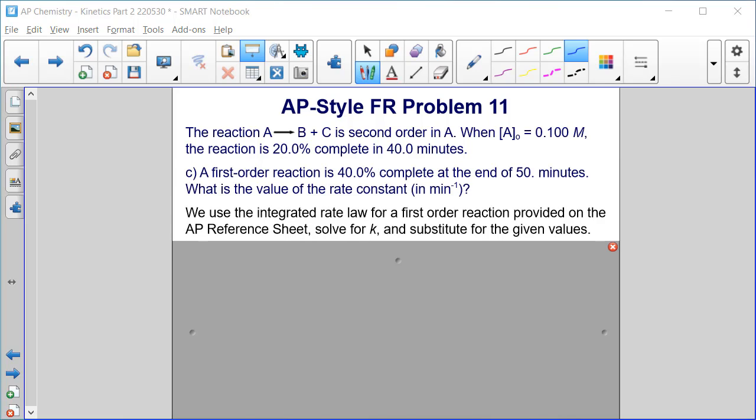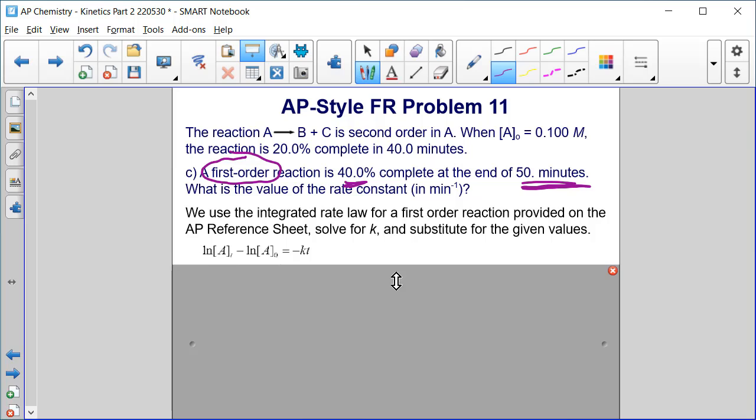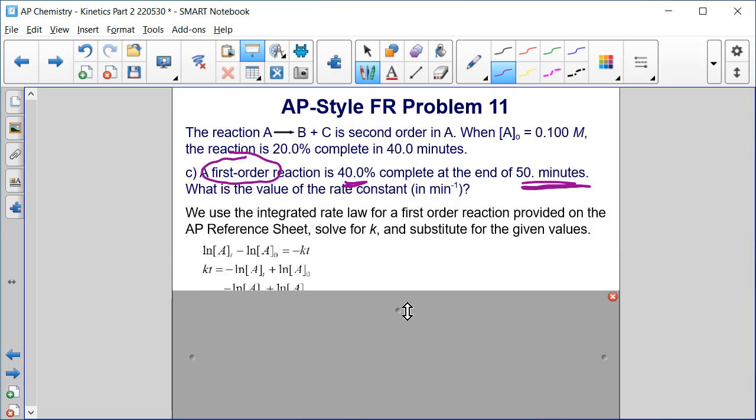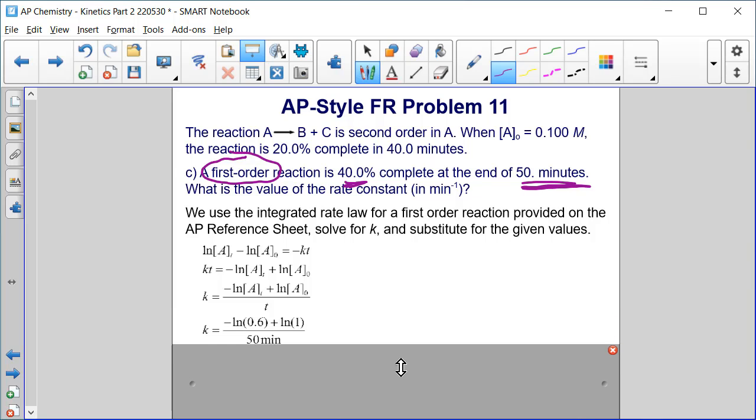All right, now in part C, we're going to take the same approach, but now we're talking about a first order reaction, 40% complete at the end of 50 minutes. What is the value of the rate constant K in inverse minutes? So we're going to use the integrated rate law for a first order reaction and solve for K. This is the integrated rate law: natural log of concentration at time T minus natural log of initial concentration equals minus KT. I just flipped the equation from left to right, moved the negative sign, and then divided both sides by t.